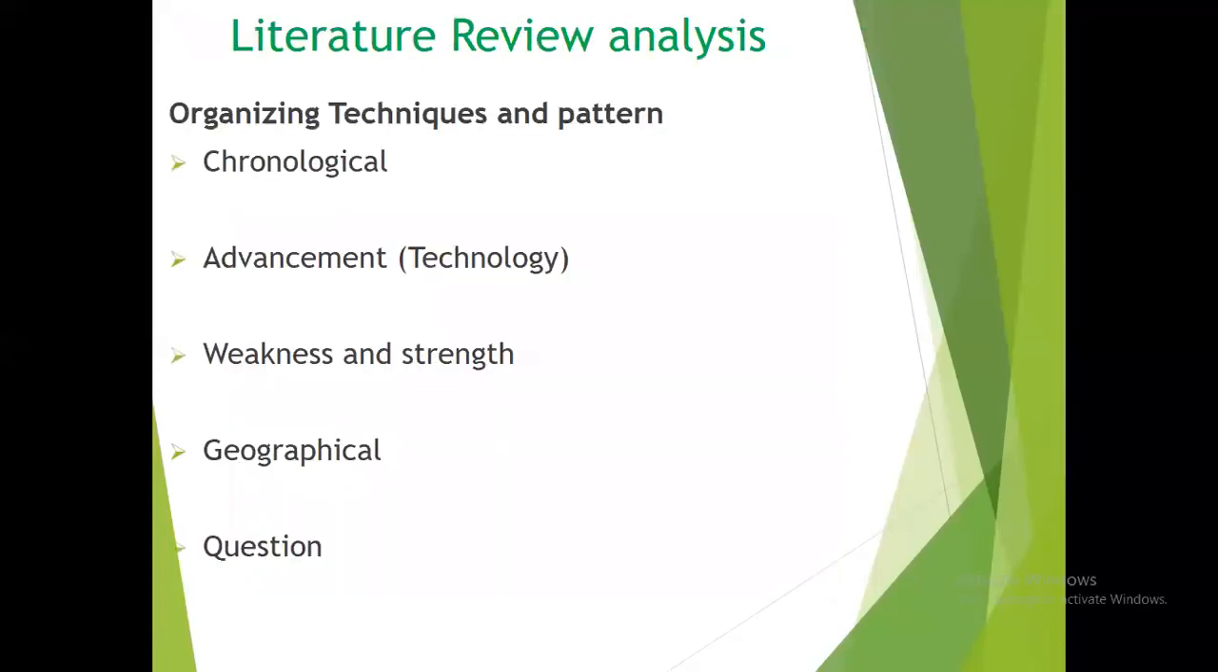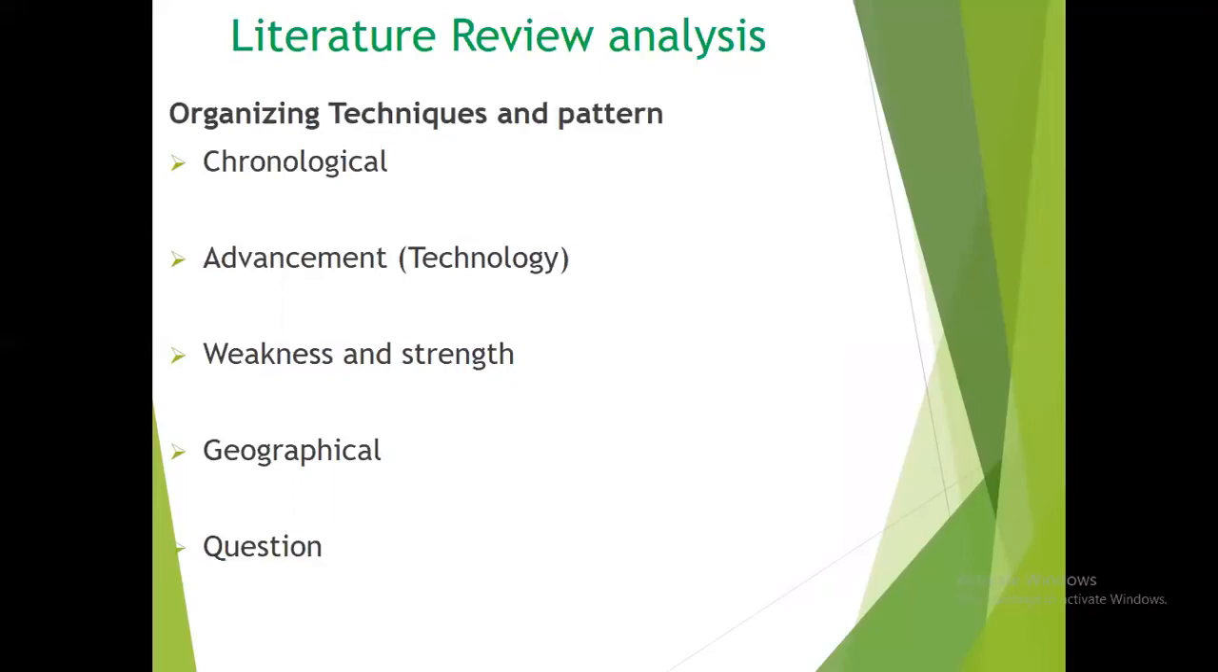Now, the literature review analysis. How you will segregate this literature review depends upon the author, and also depends upon the area of research. Generally, what happens? People used to sequence the review on the basis of chronological order, on the basis of the year of publication. They used to arrange that one.